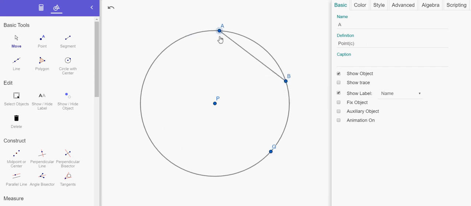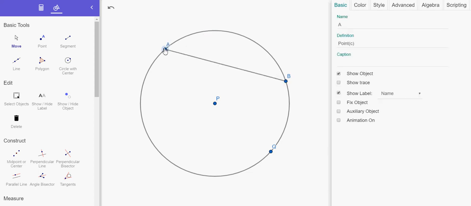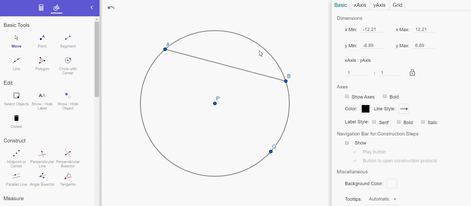Now, every chord determines an arc. So there's a chord here, and of course there's minor arc AB that goes with it. And in fact, every arc determines a chord. So you could think about this first being arc AB and then chord AB being determined by that arc. This relationship between arcs and chords is the first thing we're going to talk about in circles.